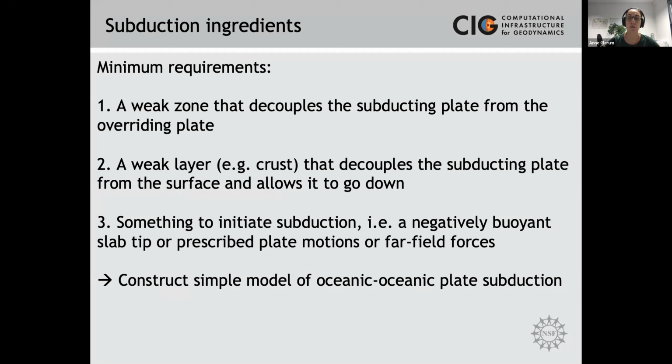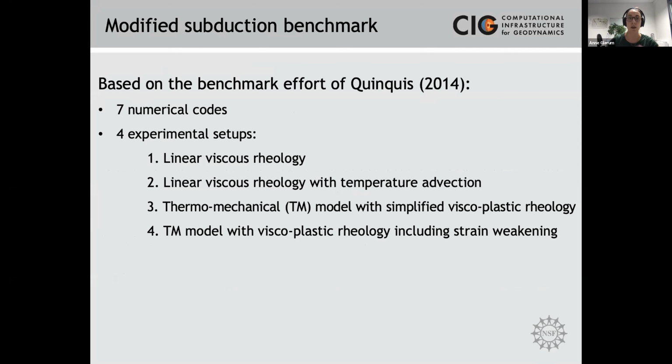And thirdly, something to initiate subduction. So this is like a negatively buoyant slab tip that is already hanging in the mantle, or prescribed plate motions or forces. And with this, we will construct this simple model of intraoceanic plate subduction.